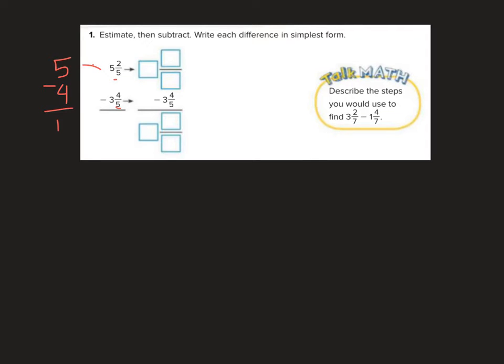But I do notice that I don't have enough here. I have 2 and I'm subtracting 4. I cannot do 2 minus 4 because I don't have enough. So I need to rename my whole number. So right now I have 5 and 2/5. I need to take 1 away from there and add it over here. Why did I choose 5/5? Because I need a common denominator.